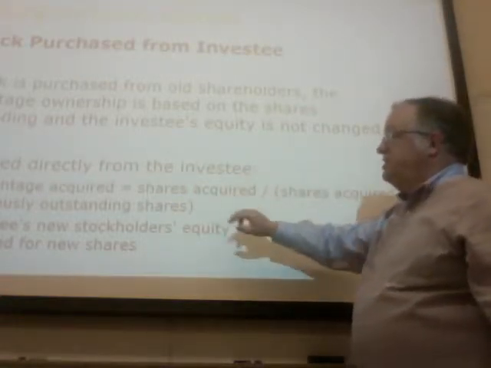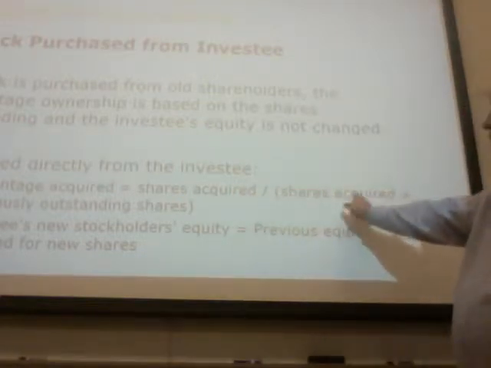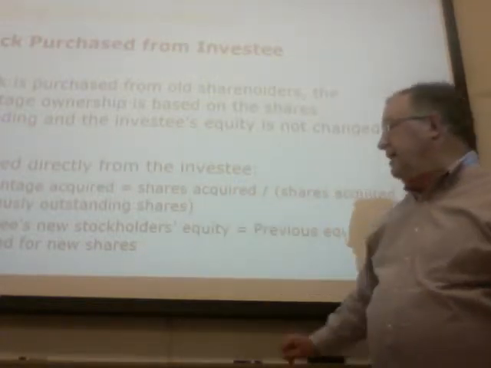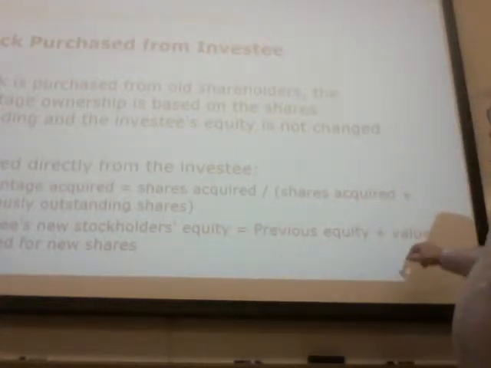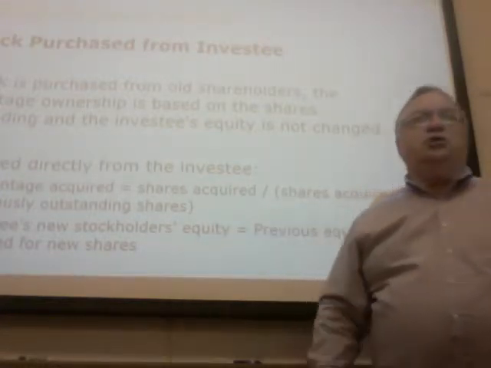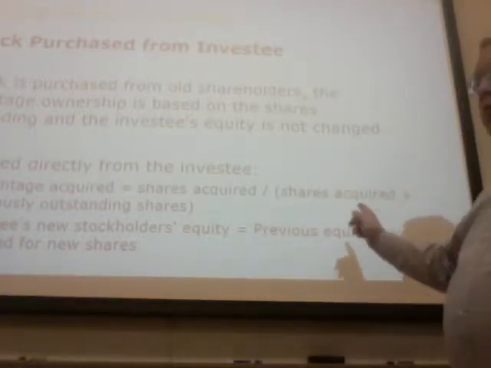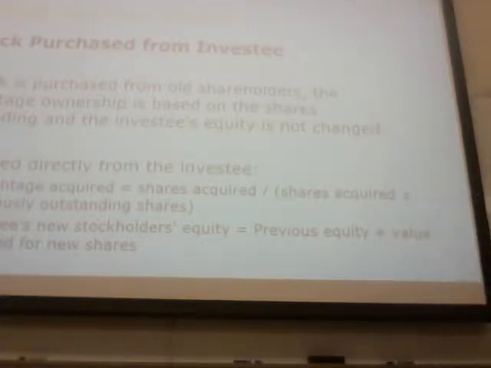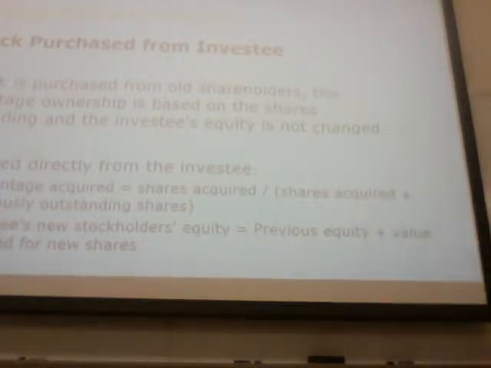Acquired directly from the investee, obviously percentage acquired is shares acquired over shares plus previously outstanding, and the new stockholders' equity is the previous equity plus what you paid in for your new shares. So it's the previous equity plus the cash that you contributed. We have a problem in this chapter. Sometimes it's a little bit of a stumper in that sense, but you really got to think about what is your real percentage that you're acquiring of the company.